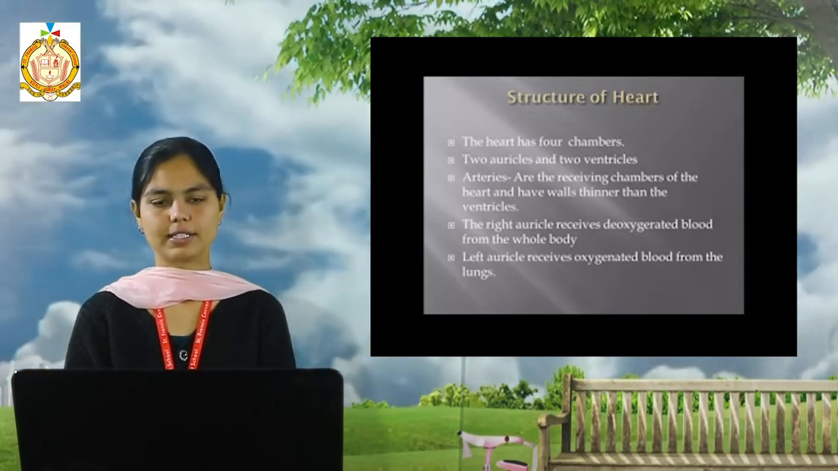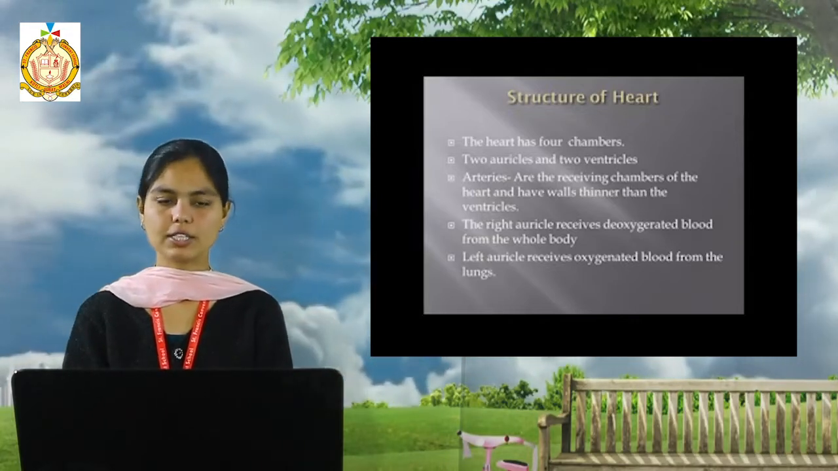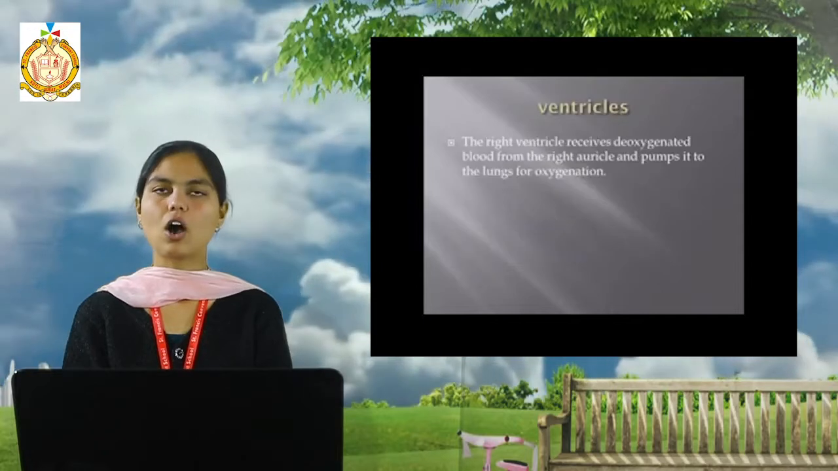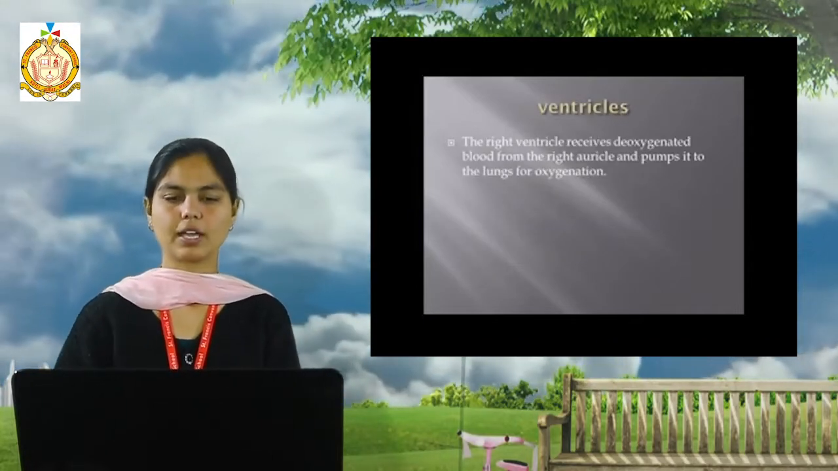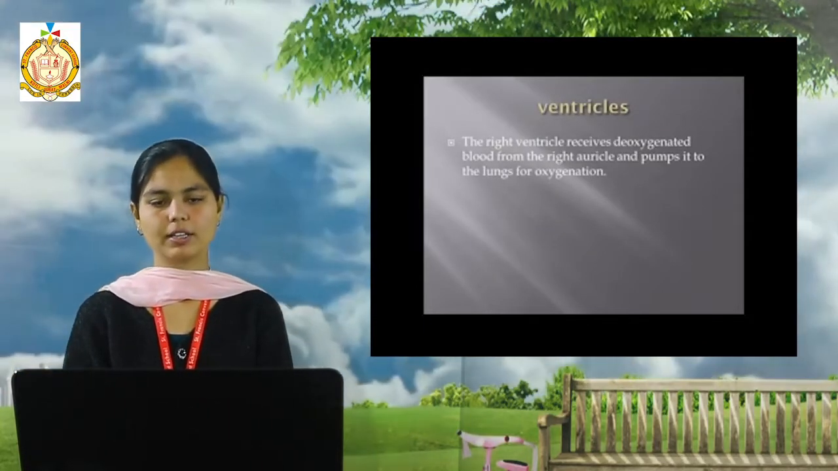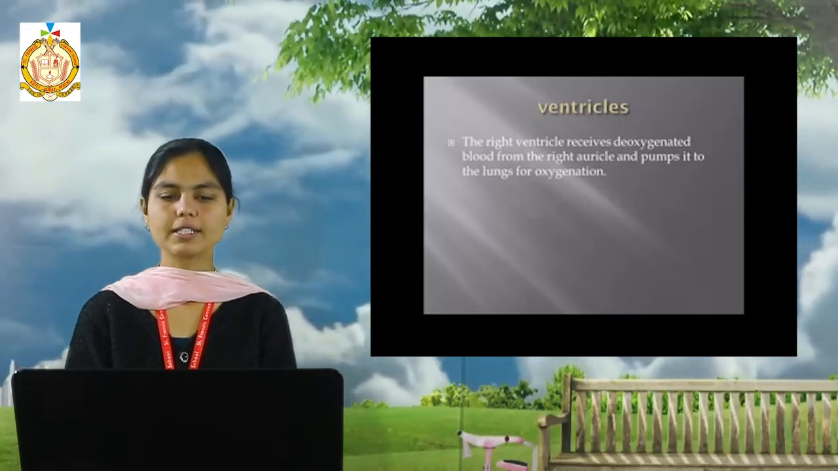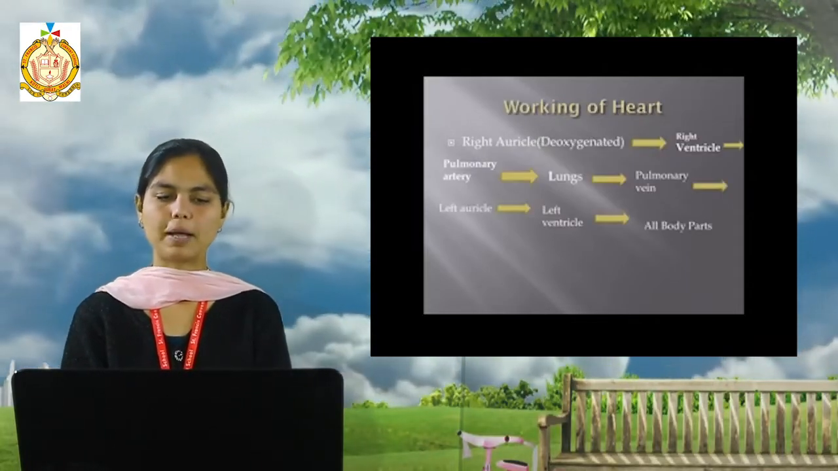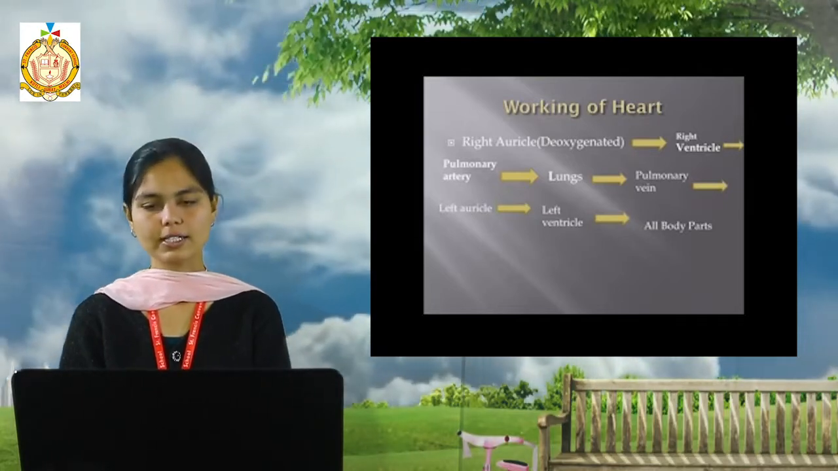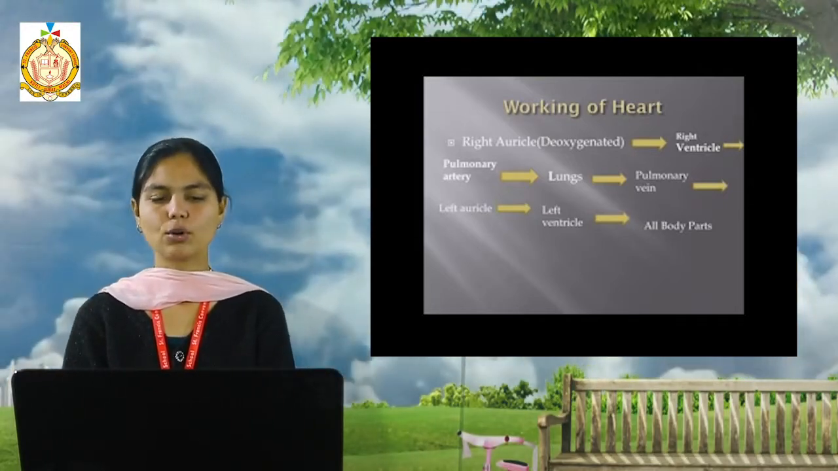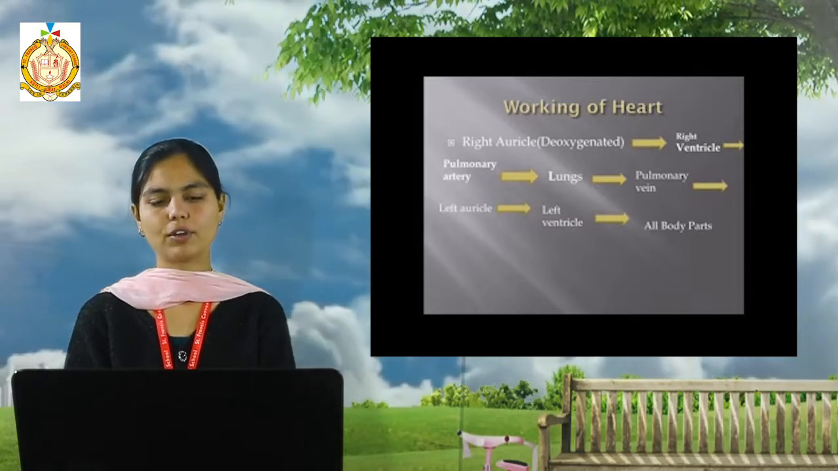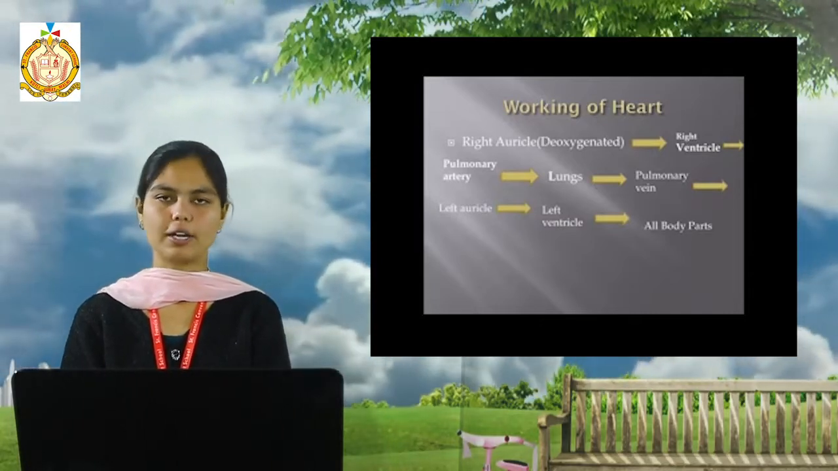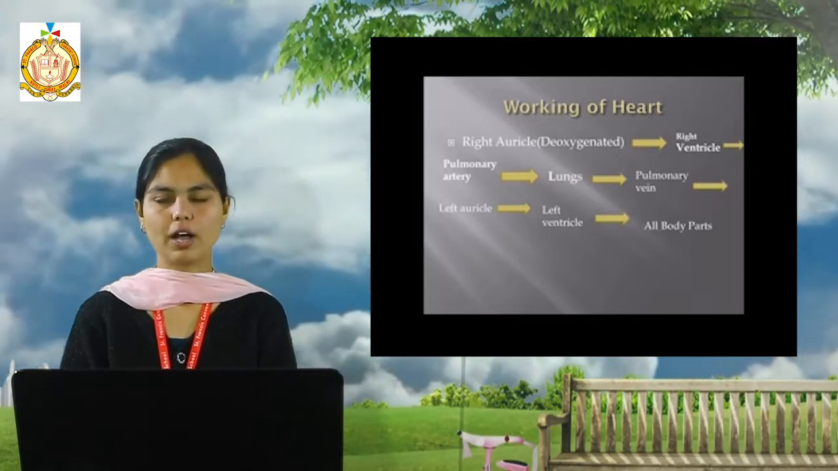Next are the ventricles. The right ventricle receives deoxygenated blood from the right auricle and pumps it to the lungs for oxygenation. This is the working of a heart. The blood first goes through the right auricle, that is deoxygenated blood, and then through the right ventricle, then through the pulmonary arteries to the lungs, and then through the pulmonary vein to the left auricle, and from the left auricle to the left ventricle, and from the left ventricle to all the body parts. So this is the working of a heart.